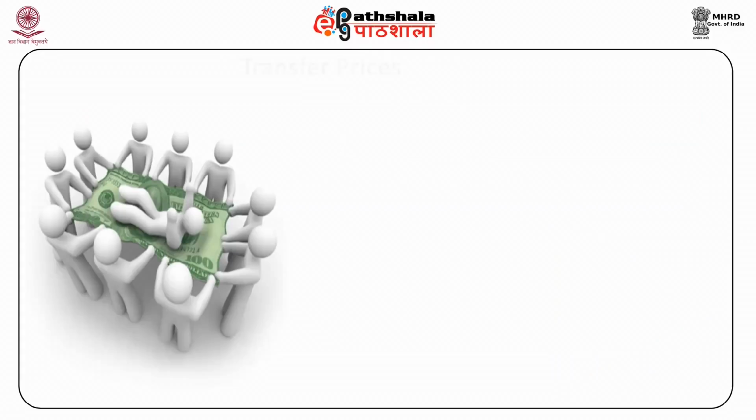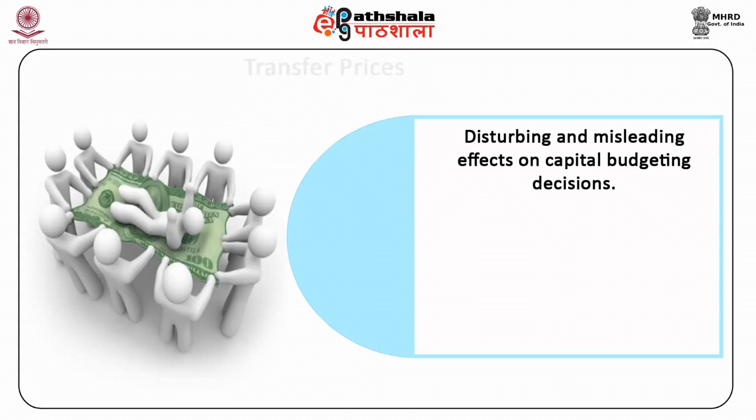Transfer prices have disturbing and misleading effects on the capital budgeting decision. In other words, because of transfer prices, the value of the cash flows and that of the project is likely to be misleading. This occurs because the amount of cost and additional cash flows are distorted, and therefore data which is incorrect is used in the capital budgeting decision.